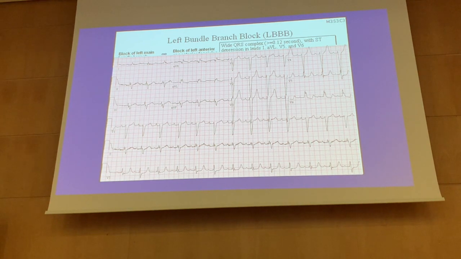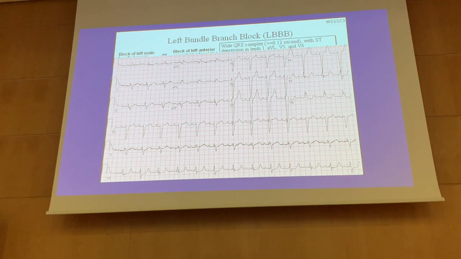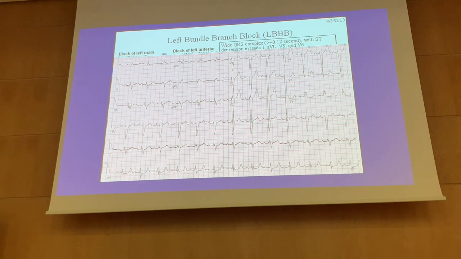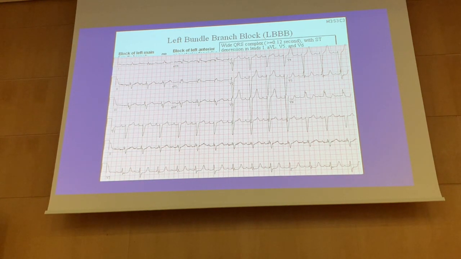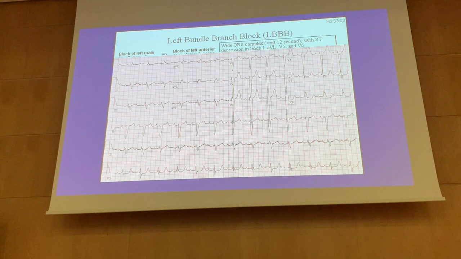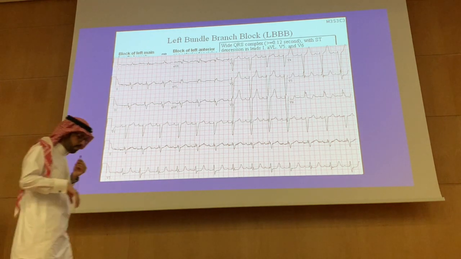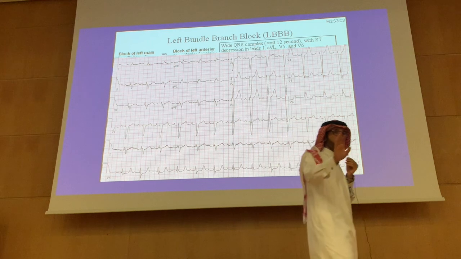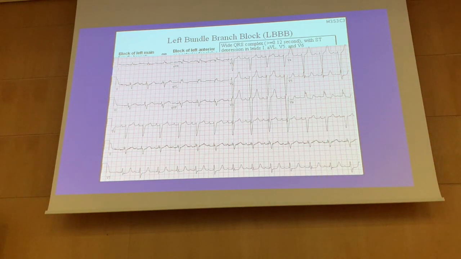In V1 and V2 it will be deep, and it will be small in V6 and V5. And it must be wide. If it is not wide, this is not left bundle. Clear? Left bundle is very important because it has prognostic problems.